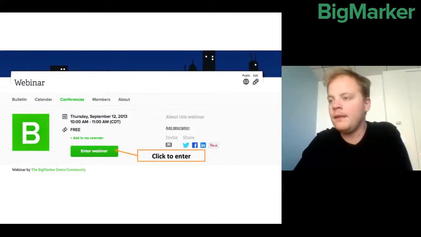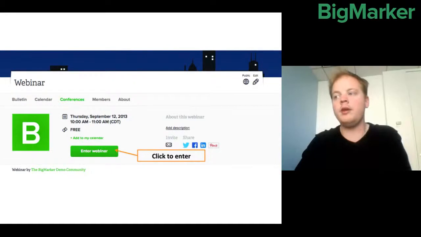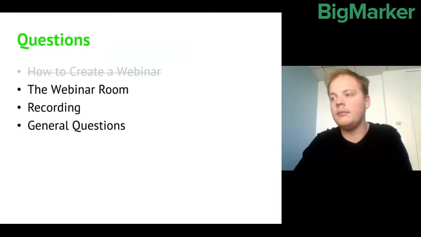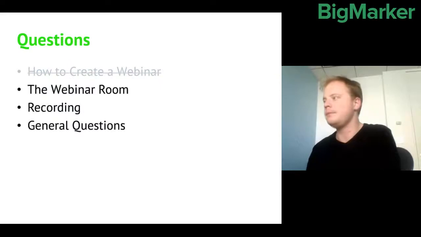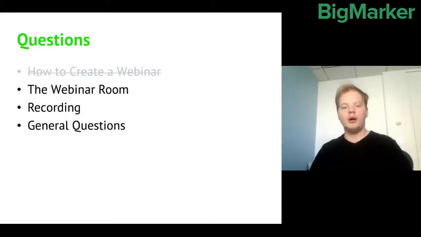Enter the webinar 30 minutes before the start time. Your webinar actually opens up 30 minutes before the start time, and attendees can enter 15 minutes before the start time. If you have questions, email support@bigmarker.com, and we can help you out. Next, we have the enter the webinar button. As soon as the webinar starts, you'll see an enter button, and you click to enter. It's that easy. And you are off in the webinar room.